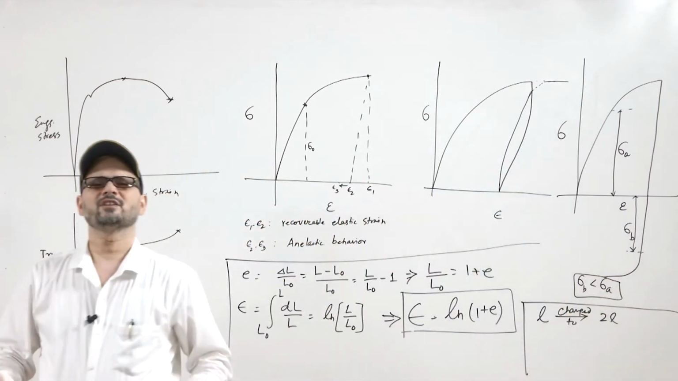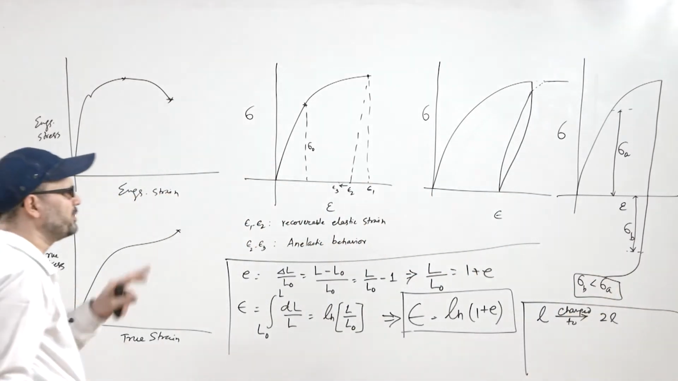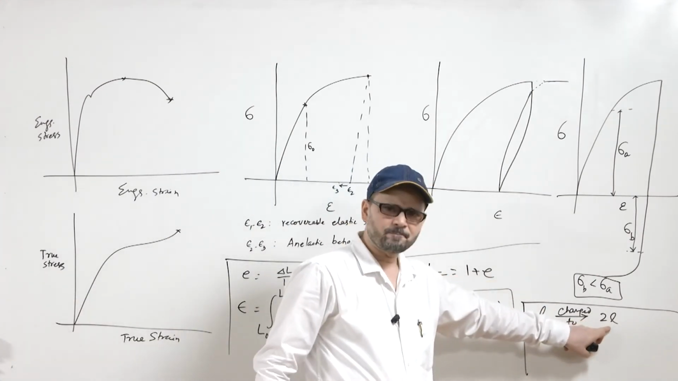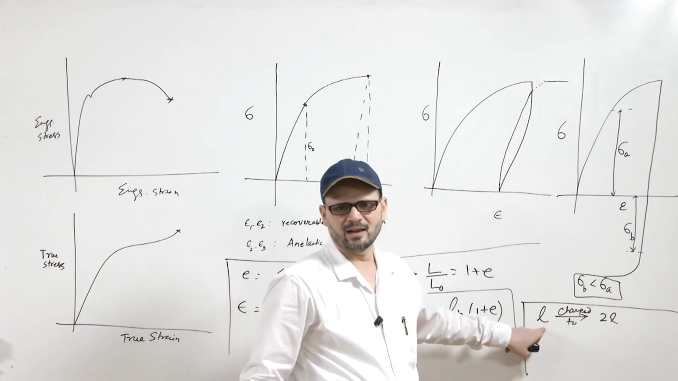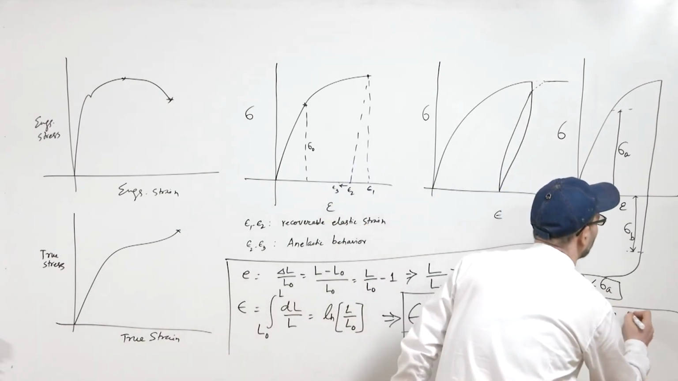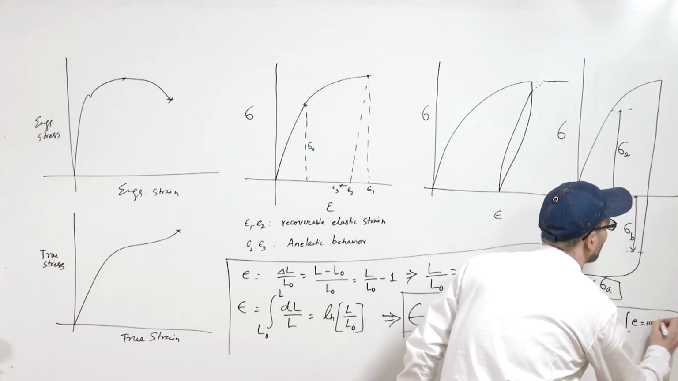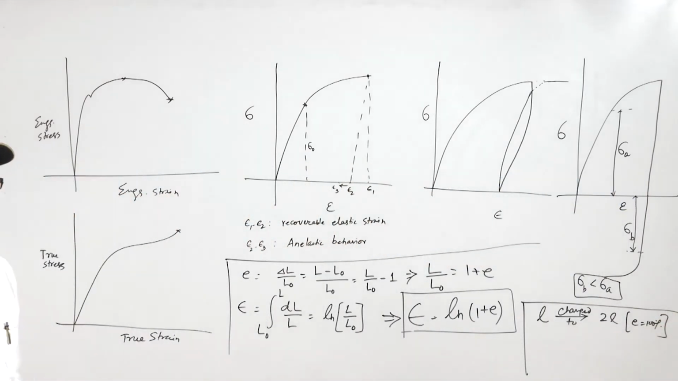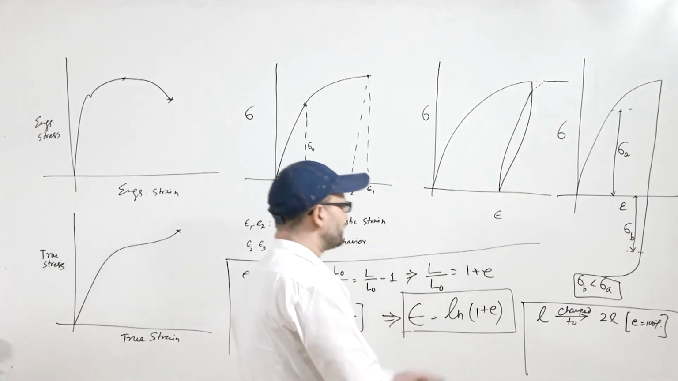So what is the engineering strain? Engineering strain will be change in length by original length. So change in length is L and original length is L. So engineering strain will be 100%. It is 1. Now the thing is that this is in tension.